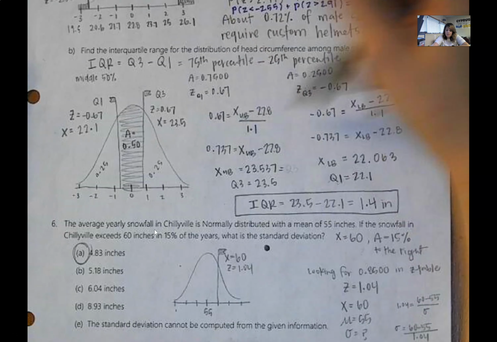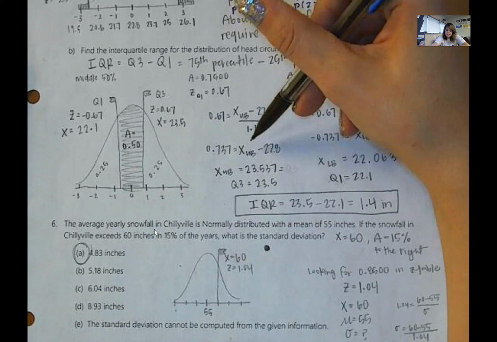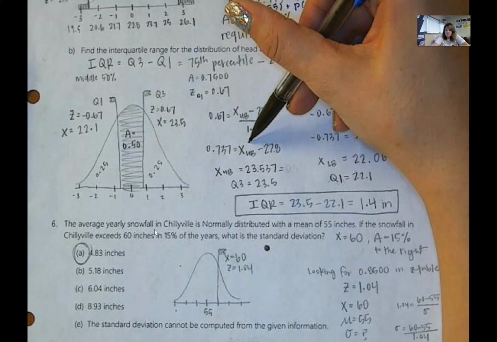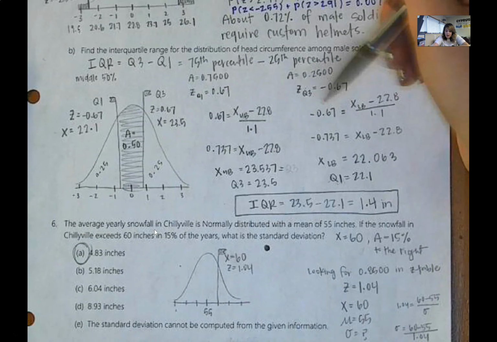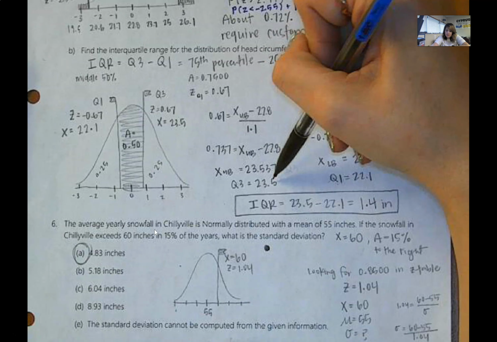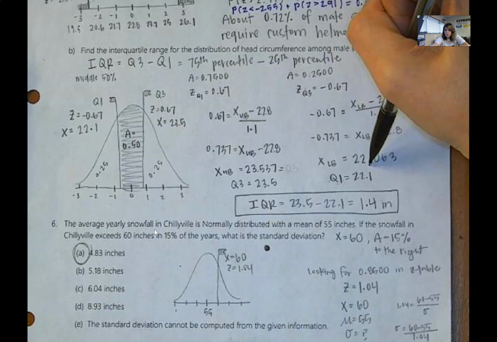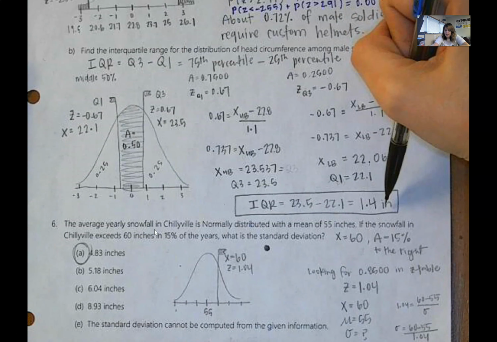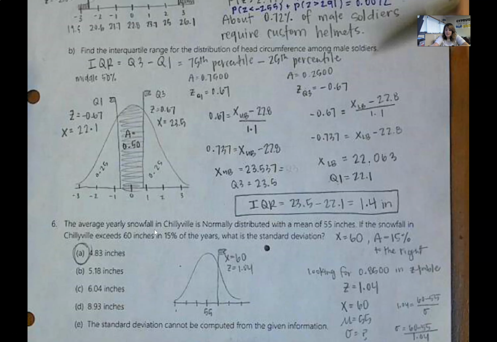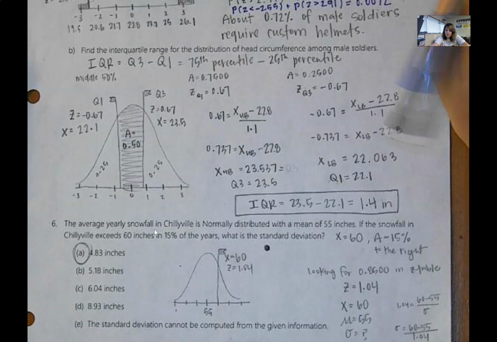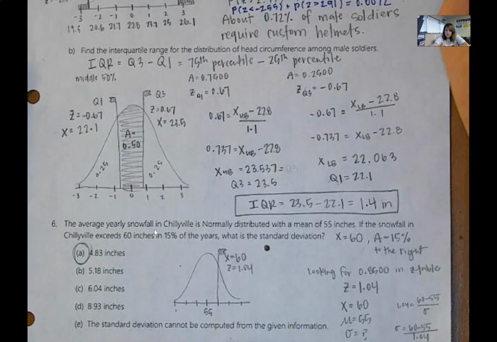So then I use those Z scores to go through and find out what the actual measurement is. So I got that the upper bound is about 23.5, and the lower bound is about 22.1. So your IQR is about 1.4 inches. Make sure that you have your inches on there. So I had to use percentile to find Z, and then use Z to find the value that is Q1 and the value that is Q3.